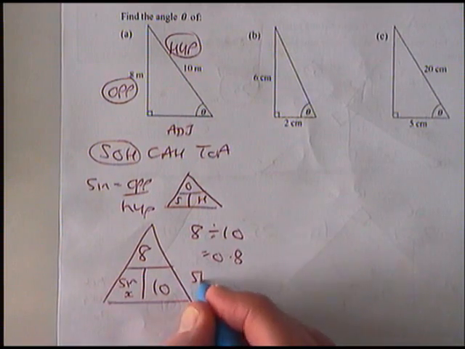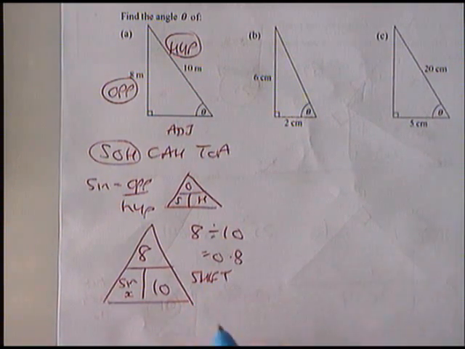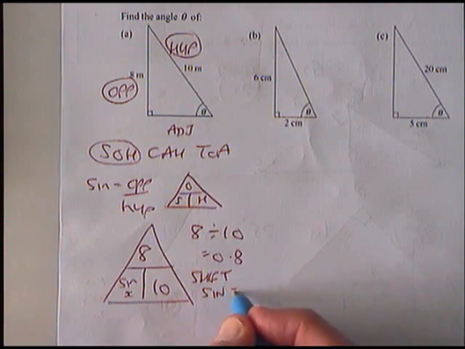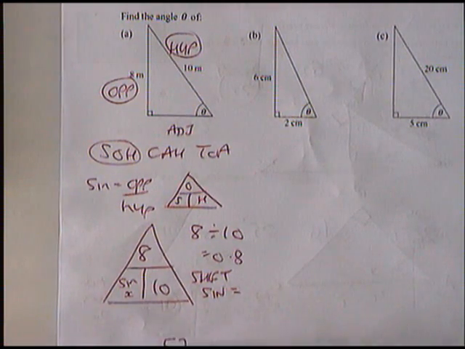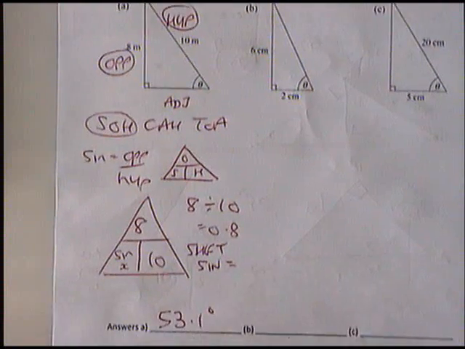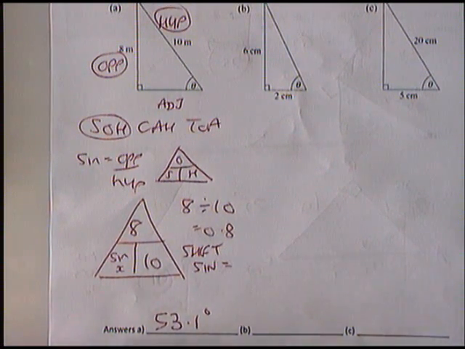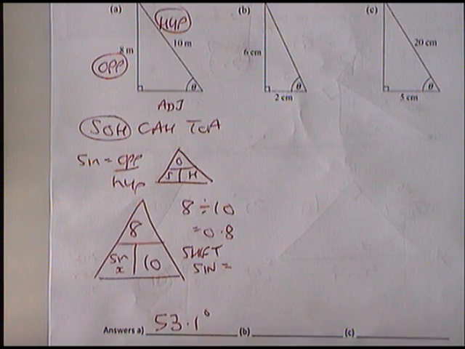Yeah, that's right. So with that on the screen, I do shift. And this question was a sin question. I do shift, sin and equals. That will give me my answer. And that one was 53.1 degrees. I'll take any questions at the end of this section. How many marks? The marks for that one will be 3 marks.